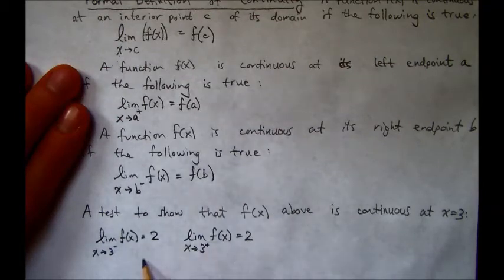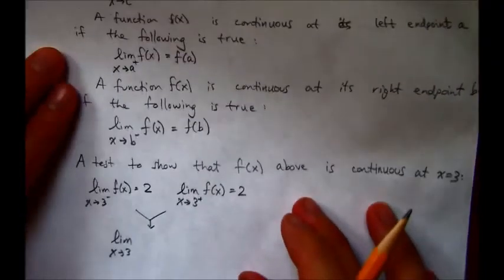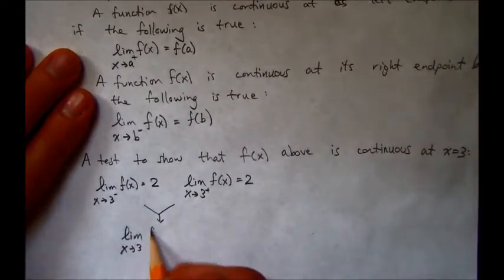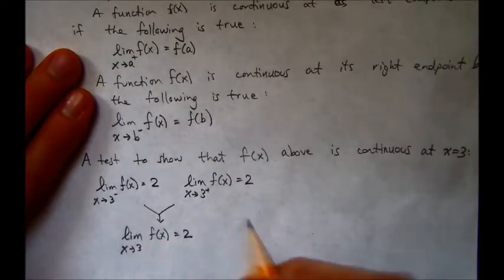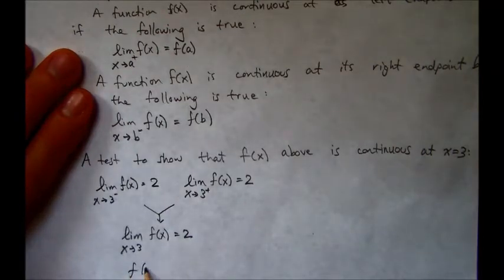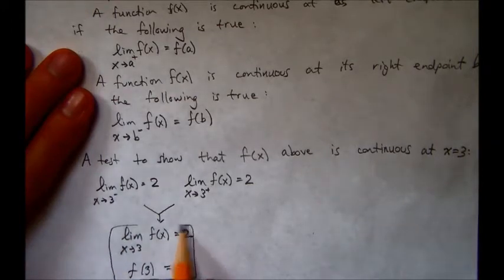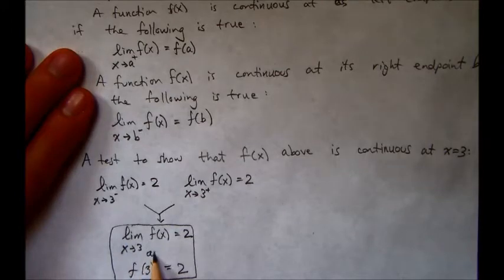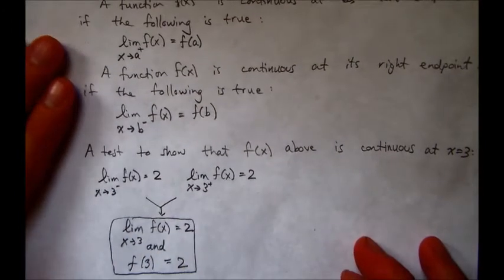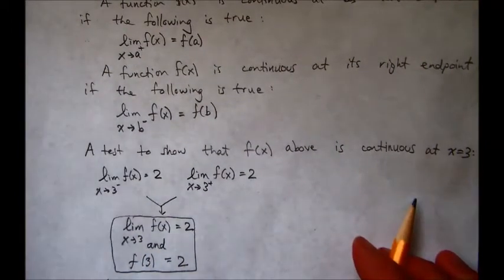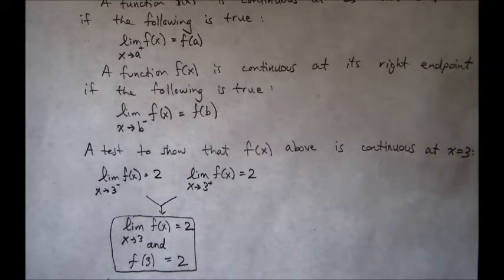So we can summarize this to say that the limit as x approaches 3 in general is 2. Not to mention that f of 3 is 2. Okay, so this right here confirms continuity. Okay?